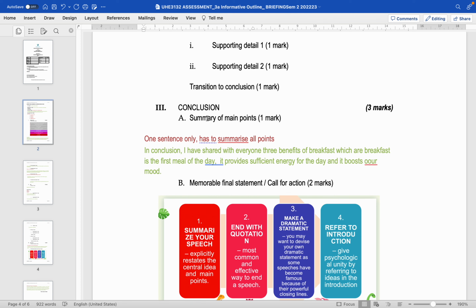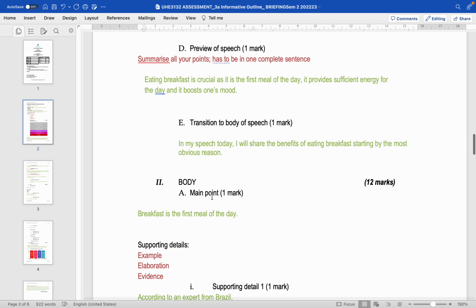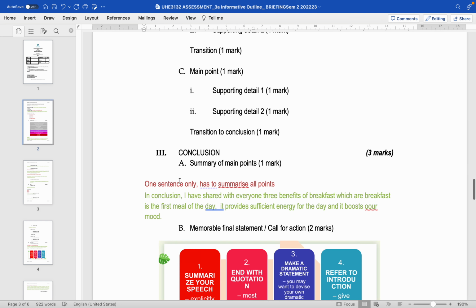For the summary, first and foremost, let's start with the summary of the main points. To do this is actually the same as the preview of speech, guys. Literally the same. It has to be one single sentence and you have to summarize all of the points. This is a sample. In conclusion, in my speech today, I have shared with everyone here 3 benefits of breakfast, which are: breakfast is the first meal of the day, it provides sufficient energy for the day, and finally, it boosts our mood. So, your summary of main points should include all of the points that you have mentioned, and it has to be written in one single sentence only.